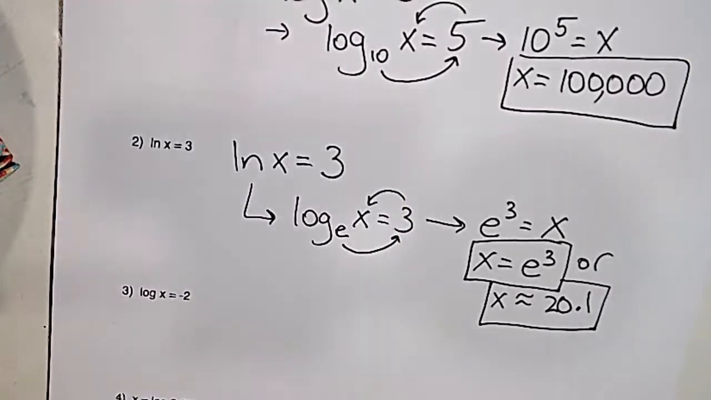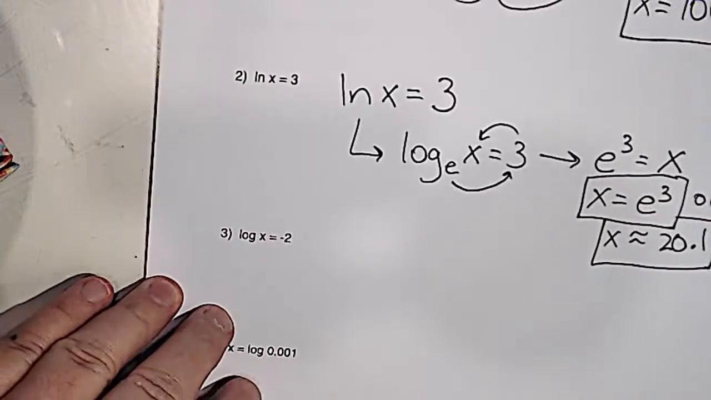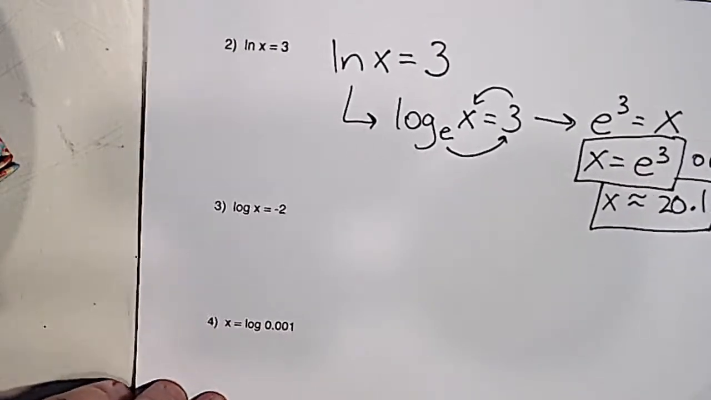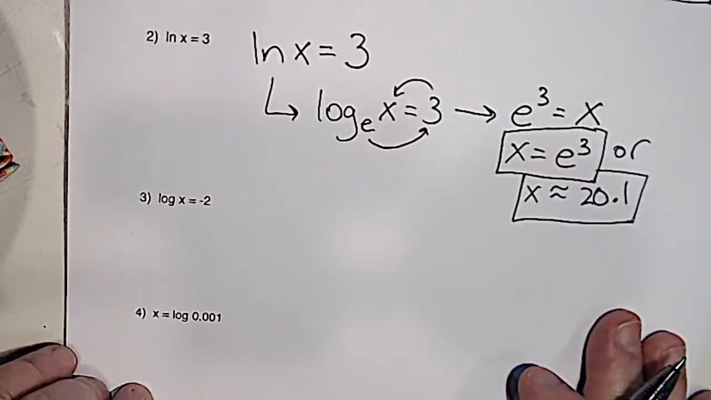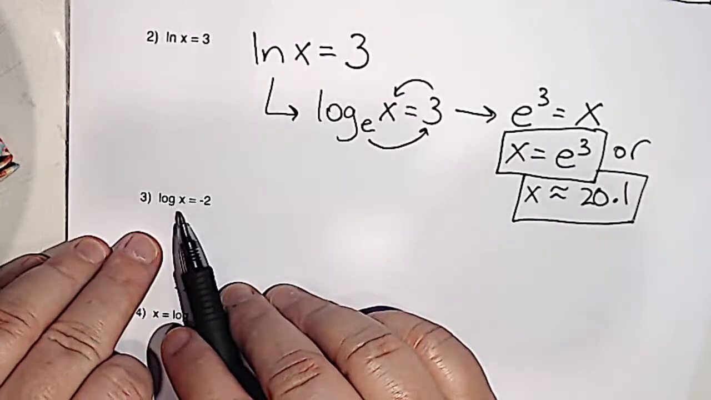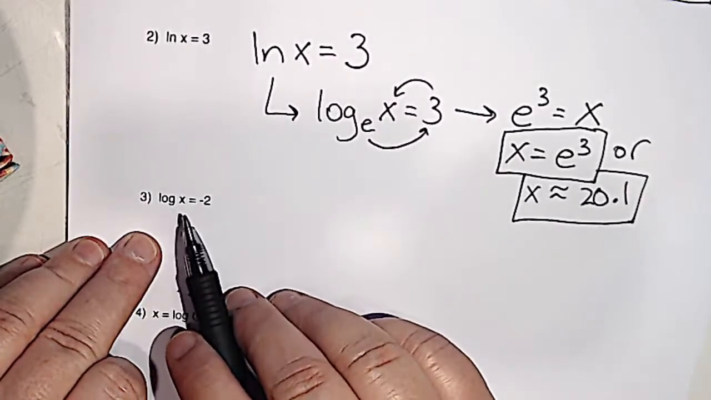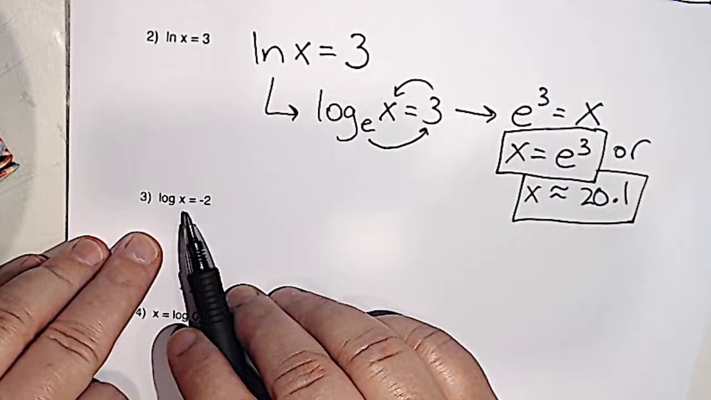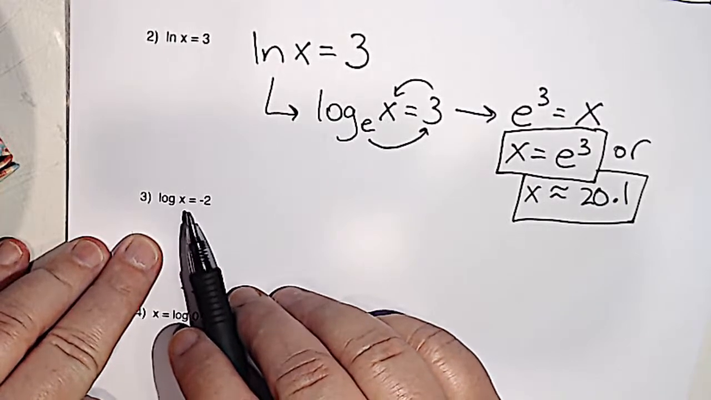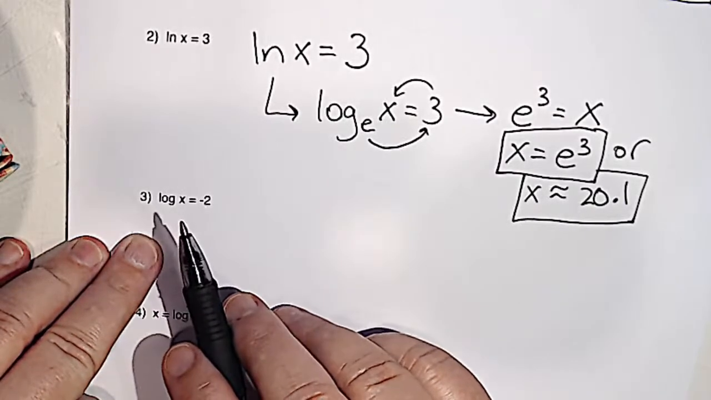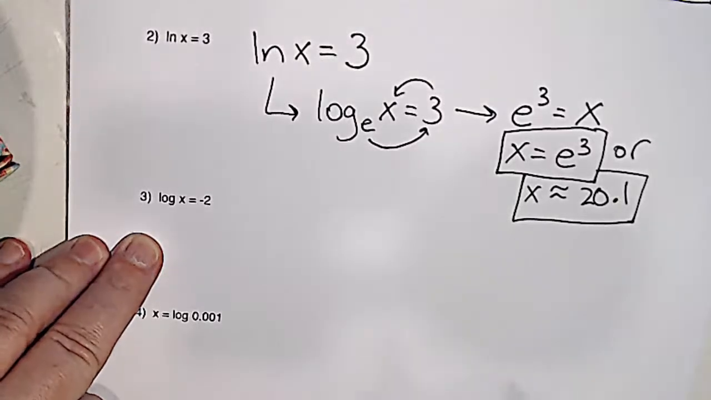Okay, number 3. Ooh, can logarithms be negative? The answer can be negative. The question cannot be negative. The domain of a logarithm has to be positive, and it has to be greater than 0.